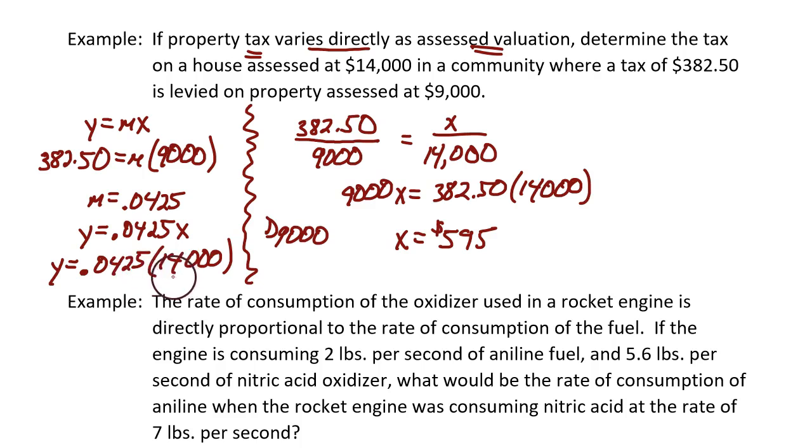When you multiply these together, you get the answer $595. This technique relies upon creating a model following the direct variation formula. This other technique involves using a proportion to get the answer.